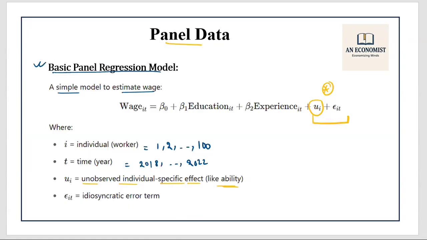If this is the scenario, this kind of unobserved individual-specific effect can be captured using this error term. So this error term is introduced in the model so that we can capture this unobserved individual-specific effect of each of the individuals.